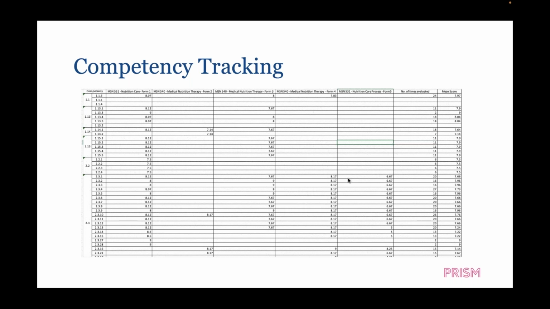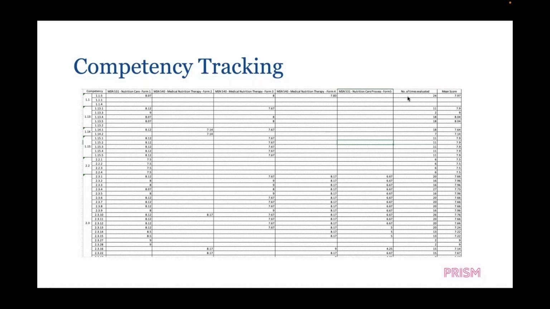So in the first column, you can see 8.07. So that's the average that the student has received for this course against competency 1.1.5. On the extreme right, the second last column tells you the number of times the student was evaluated for a particular competency. So if there were, in this example, 24 questions that evaluated the student for competency 1.1.5, then that's the count that you see here.